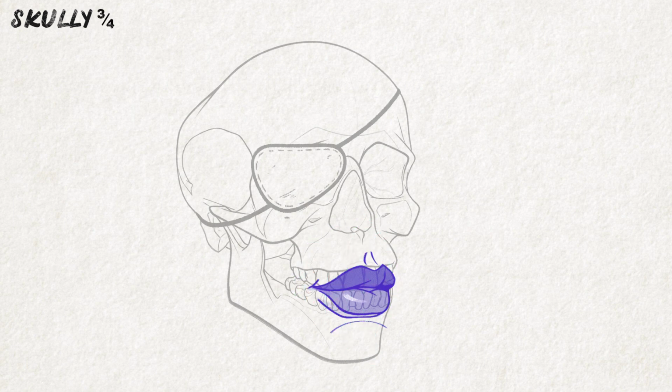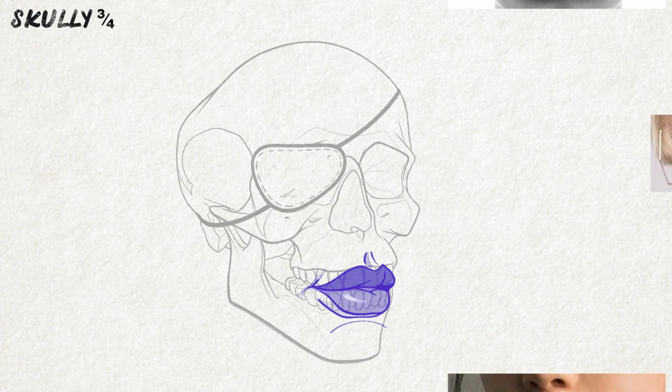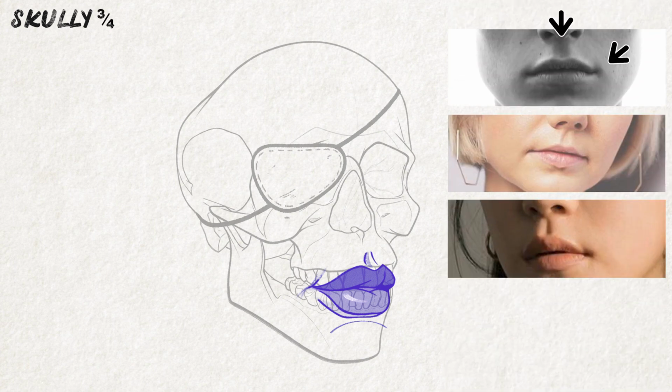The indentation above our lips is known as the philtrum. The philtrum is a concave form that usually has a cast shadow on the same side of the main light source. And these are some examples of the philtrum being in shadow under different lighting conditions.